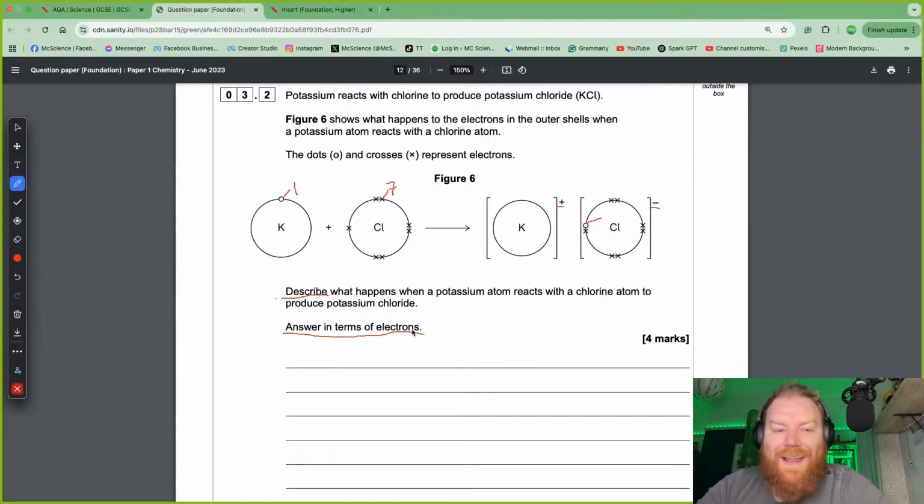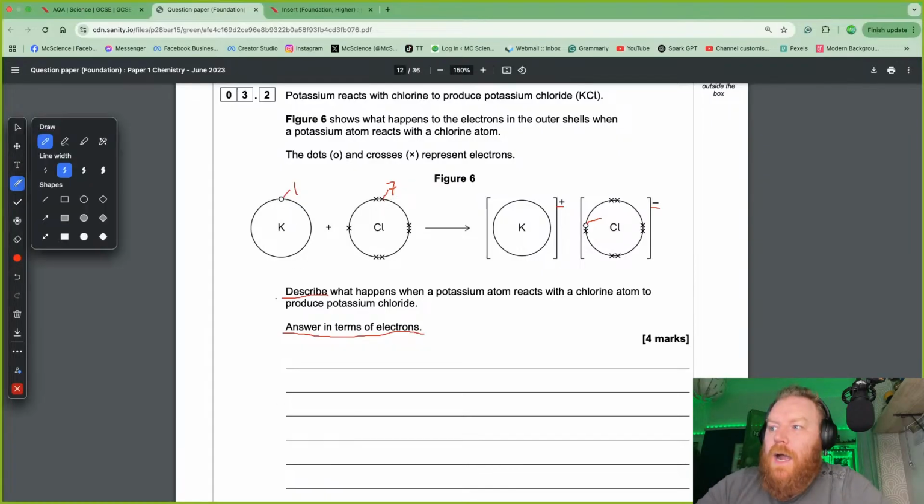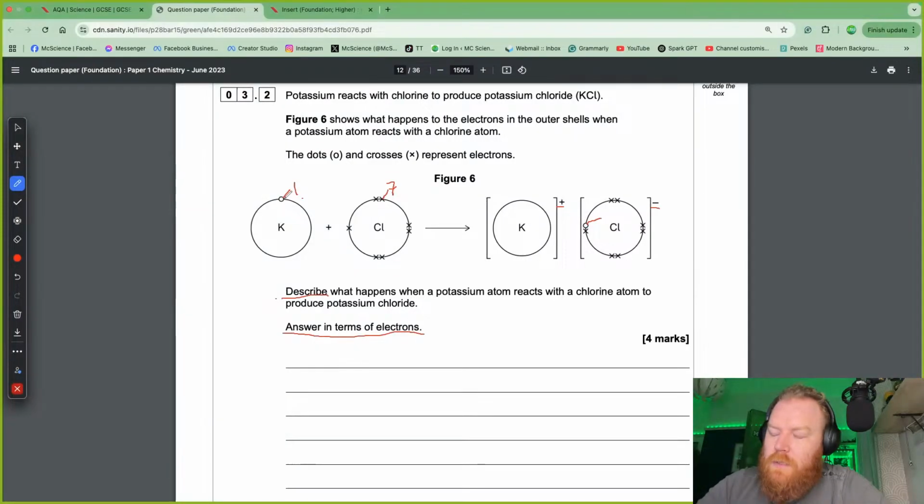So answering in terms of electrons specifically. When we're looking at this, the first thing that's happening is our potassium is giving that electron across to the chlorine atom. With giving that electron across to the chlorine atom, the potassium loses an electron.